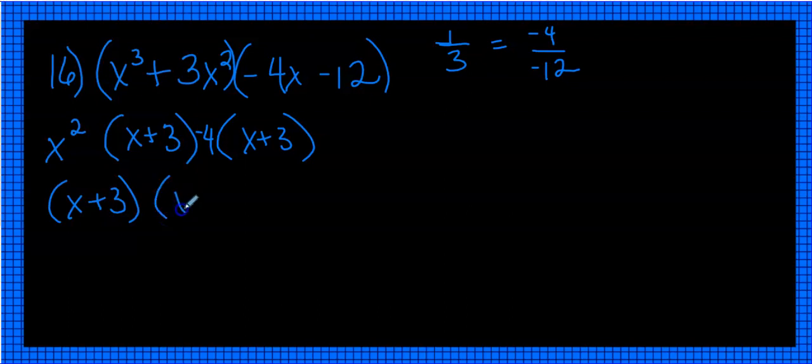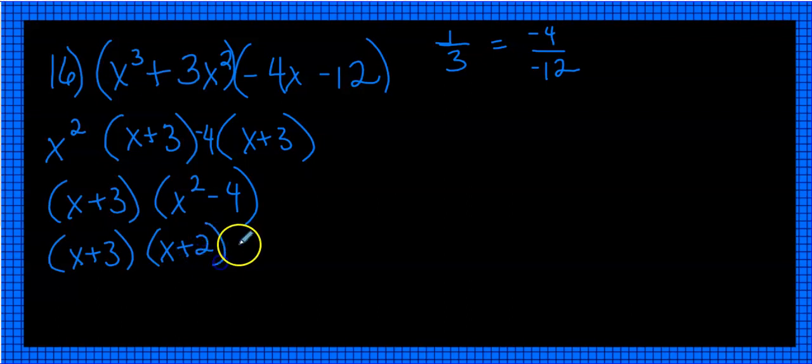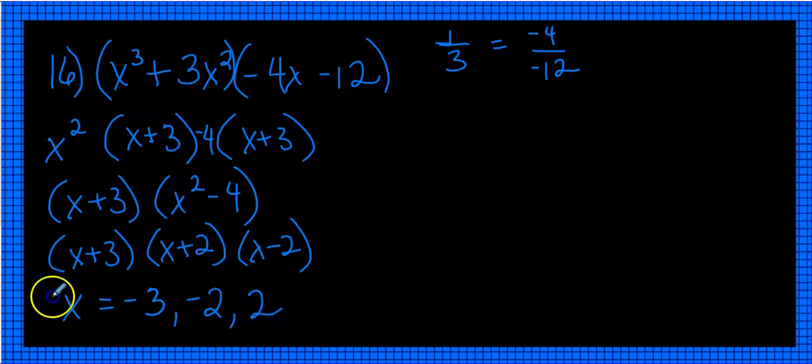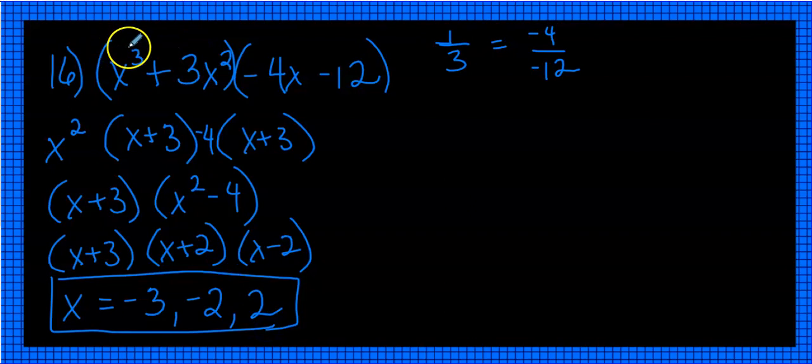The other one is x squared minus 4, which can be factored again because this is a difference of squares. So then I can rewrite this as x plus 3, x plus 2, x minus 2. So that tells me that my x-intercepts are at -3, -2, and +2. So these are my zeros right here. Again, I have 3 of them because I started out with a highest exponent of 3.